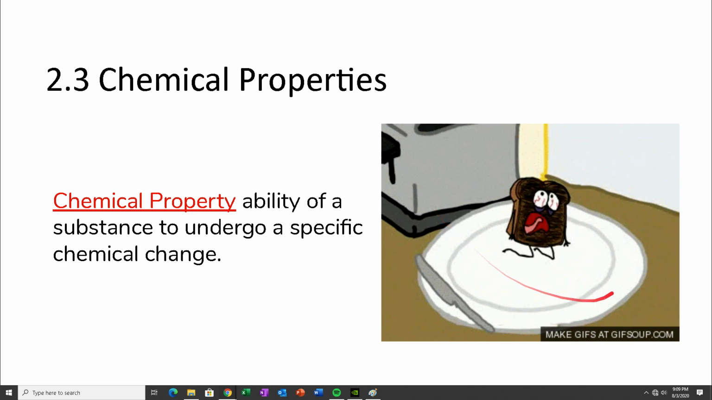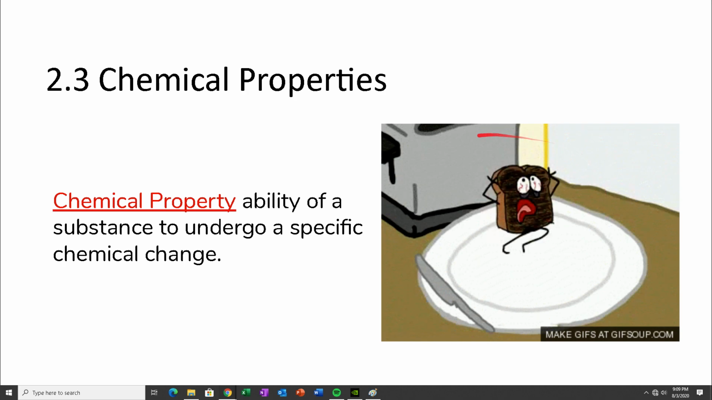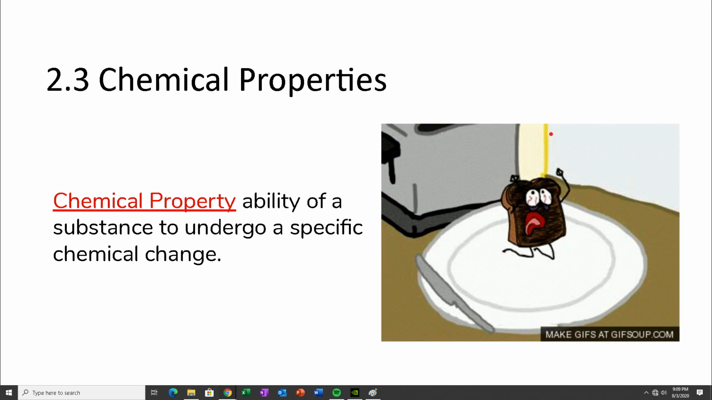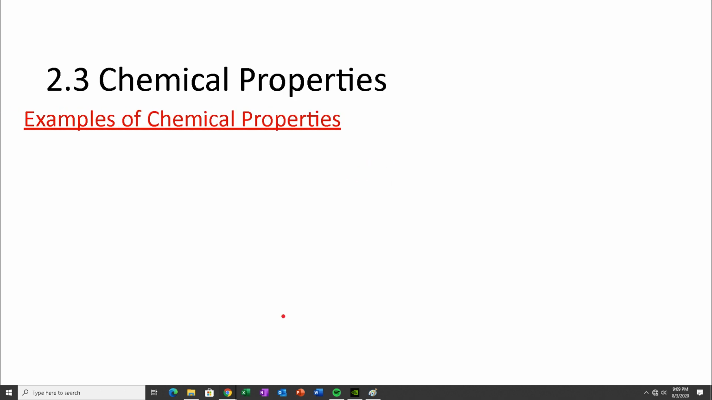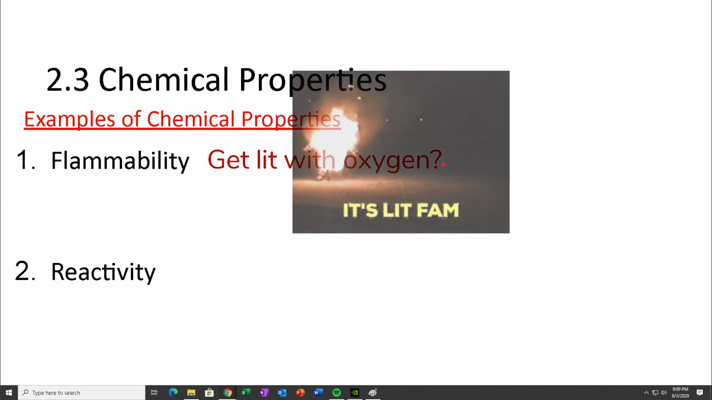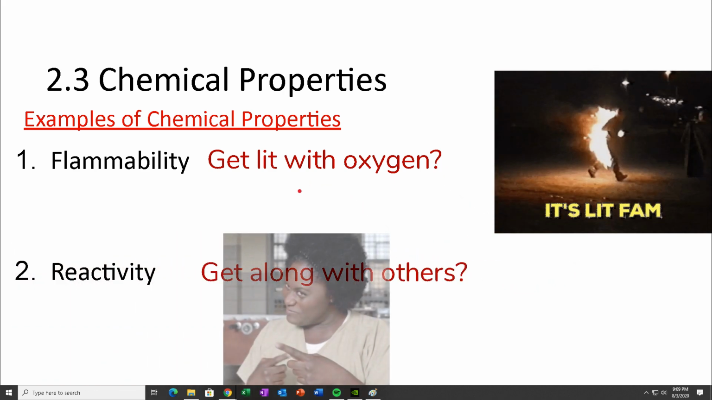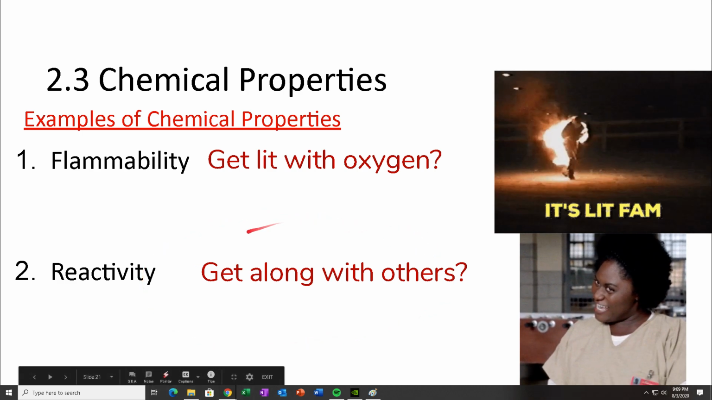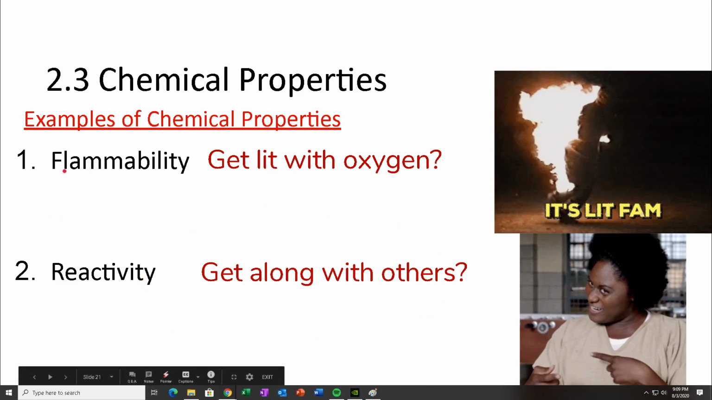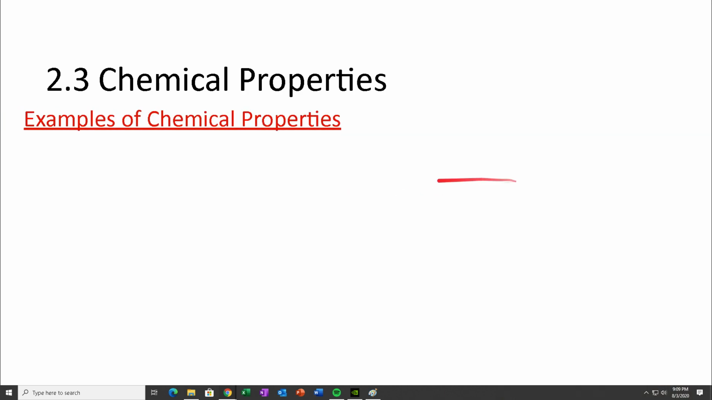Think about when you're toasting bread. That's not a physical change. That Maillard reaction that gives you that blackened surface, you want a nice brown, that is charring. That's a chemical change that's happening. So examples of chemical properties: flammability, reactivity. Flammability, does it get lit with oxygen? And reactivity, does it get along well with others? How much it's able to react to the things around it. So flammability, if oxygen is present, how easy is it for it to catch fire?